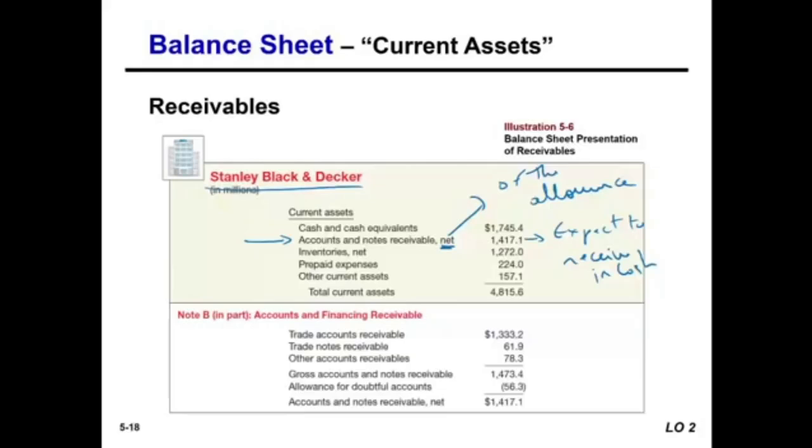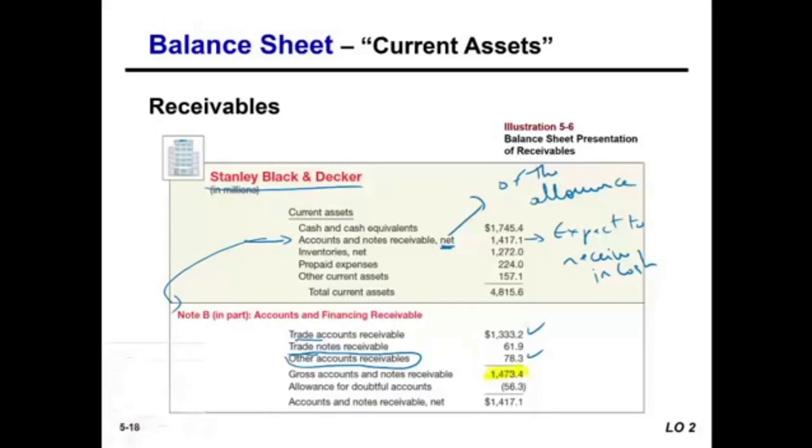Okay, and here, if you look at note B, they're showing you how much is trade, how much is trade notes, where they're lending money to operate the business. Other accounts receivable, other means other things that they're waiting for. It's a substantial amount. The gross is 1,473,000. Notice the gross obviously is higher. This is the gross amount.